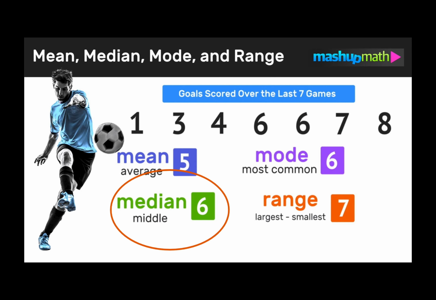Back to our goals scored over the last 7 games. When we look on screen, we can see 1, 3, 4, 6, 6, 7, 8. Again, they're from the lowest to the highest, and 7 numbers in total, meaning the first 3 and the last 3, leaving us with 6 as the median, which is in the middle.